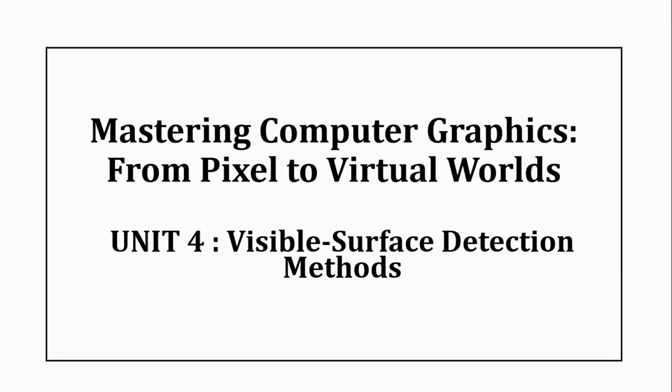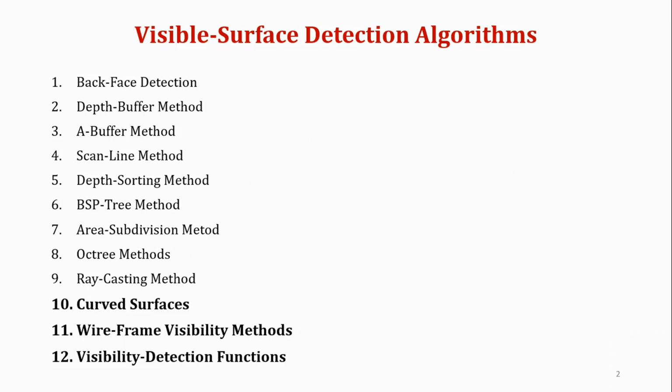So we are in Module 4, visible surface detection methods, and in today's session we'll be covering the last three algorithms for visible surface detection: curved surface visibility, wireframe visibility method, and function in visibility detection using OpenGL.